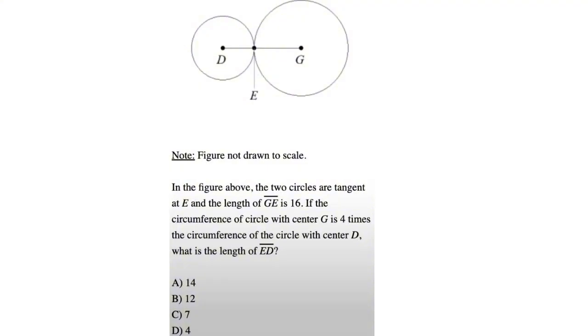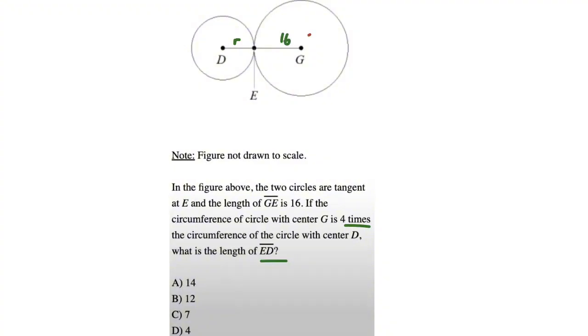It says at E, and the length of GE is 16. So line segment GE is 16, let's label that. If the circumference of circle with center G is 4 times the circumference of the circle with center D, what is the length of ED? So basically, we know the radius of circle G, and we're trying to find the distance, or I guess the line segment DE, which also just happens to be the radius of circle D.